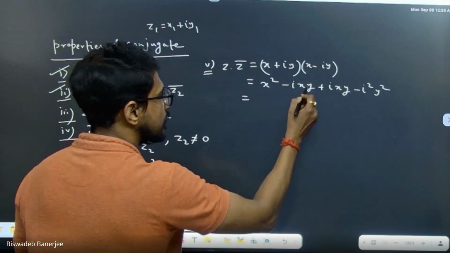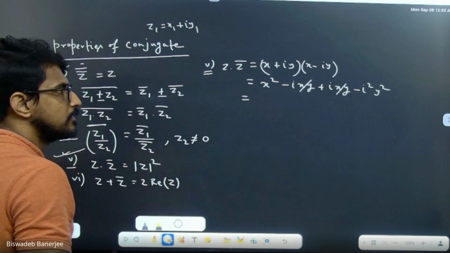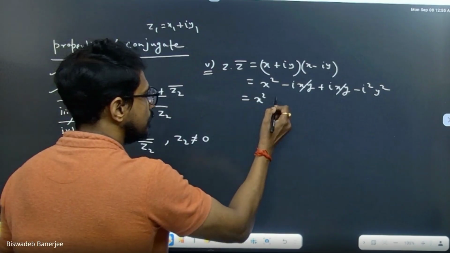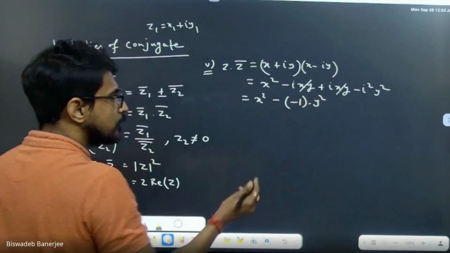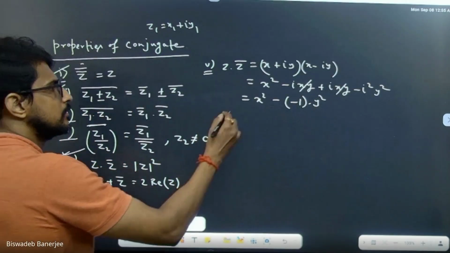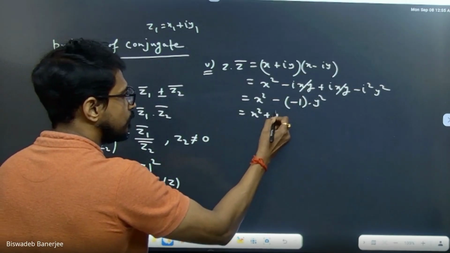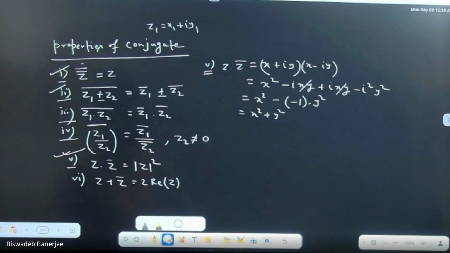So see that minus ixy plus ixy gets cancelled. Now i square means minus 1. So this becomes x square plus y square. So it's my z into z bar. There is my left hand side, z into z bar.